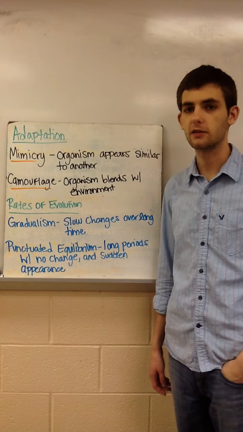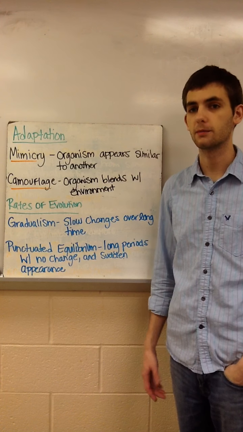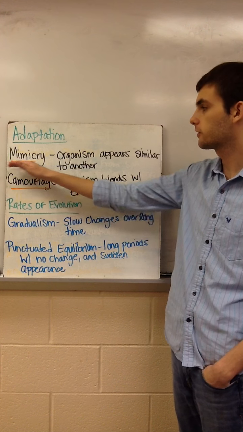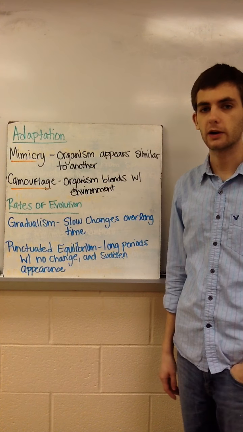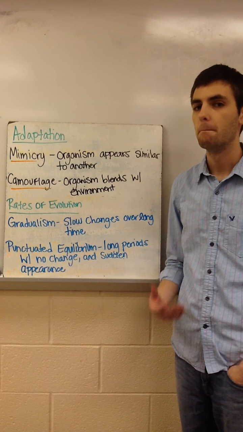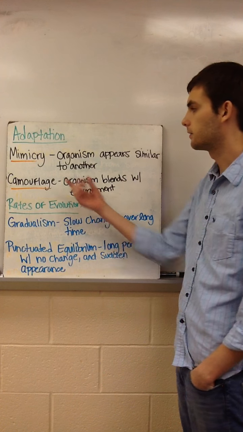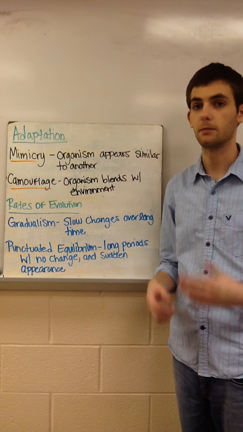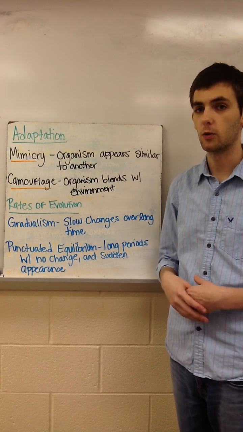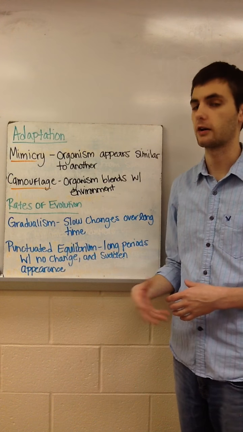An adaptation is a favorable trait that allows an organism to better survive. There are two types of adaptations. The first is mimicry, and this is an organism's ability to appear similar to another organism. Most of the time, this will occur for an organism that is not poisonous or toxic. They will actually mimic an organism that is poisonous or toxic.